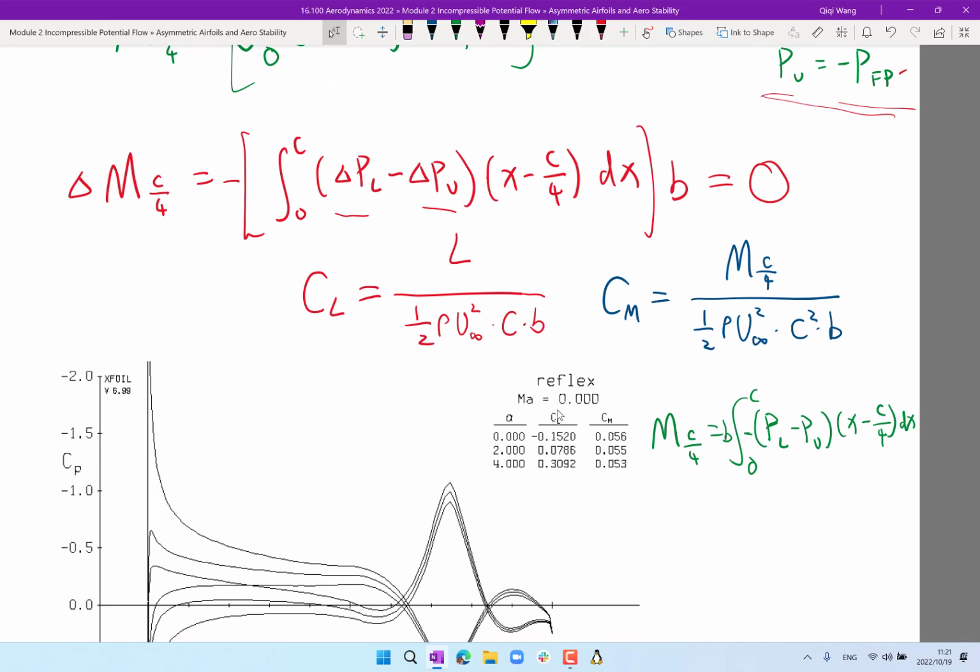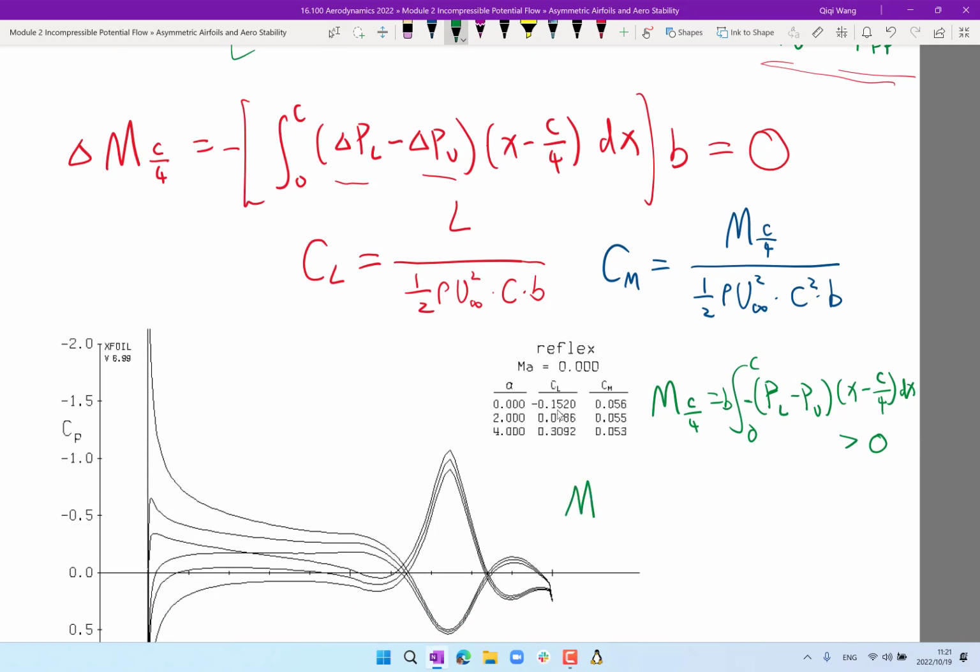Okay, so if this is a positive number, then the question is where a center of lift, MC, that around which the moment is 0, right? That has to be equal to the same integral, minus PL minus PU times X minus that center. Let me just say XC because I don't want to confuse with the chord dx.